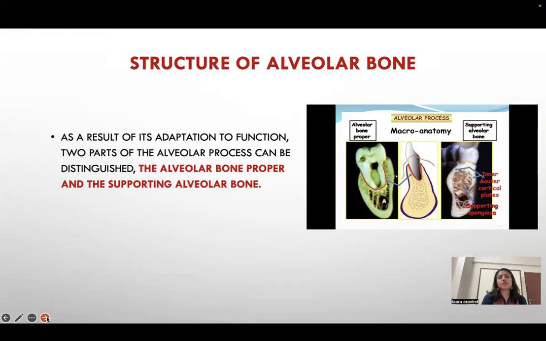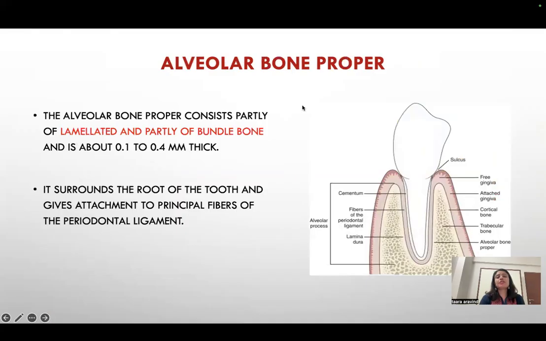Now coming to the structure of the alveolar bone. As a result of its adaptation to function, two parts of the alveolar process can be distinguished. One is the alveolar bone proper, and the other part is the supporting alveolar bone. Alveolar bone proper is that portion of the bone that is covering the roots, or that is coming closer to the cementum of the tooth.